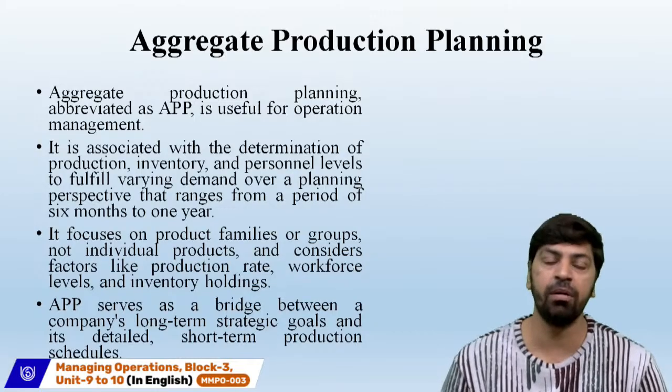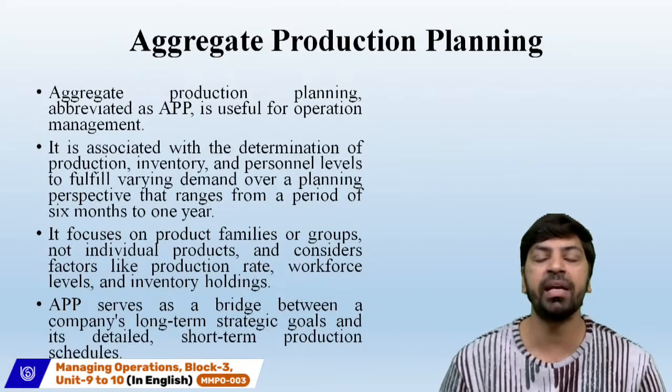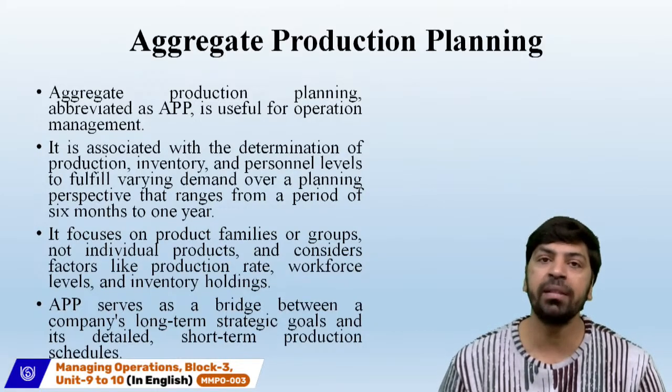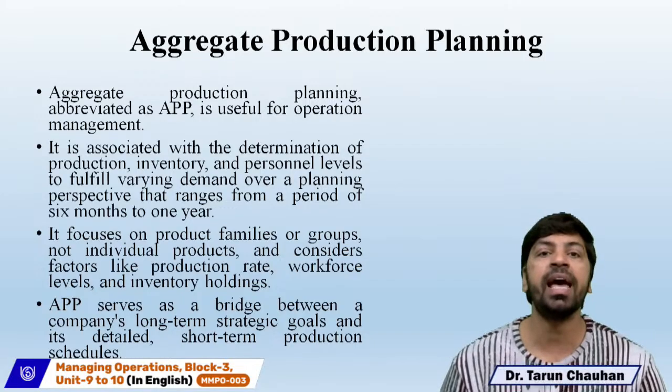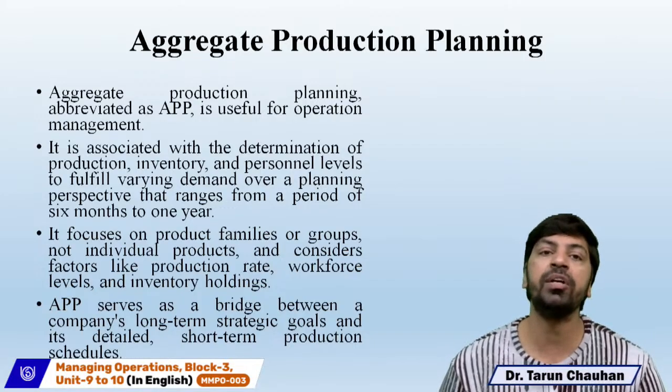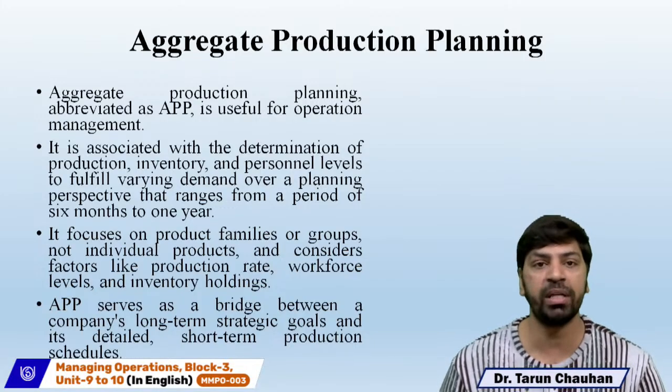Aggregate production planning is one of the methods, or one of the processes, for operations management. It refers to determining the production, inventory, and personnel levels to fulfill the demand over a planning horizon that ranges from a period of 6 months to 1 year.